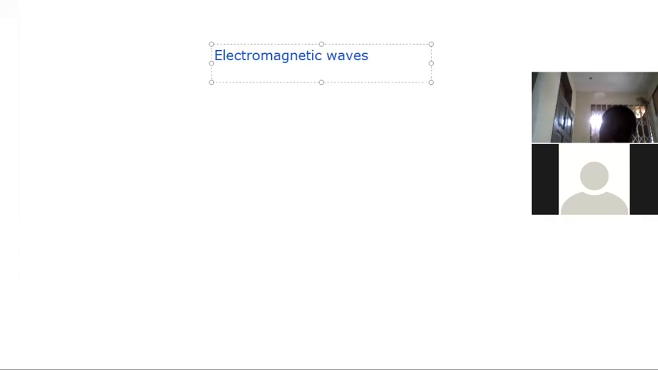So we have something called the electromagnetic spectrum. When we say spectrum, we are talking about varieties of waves with different wavelengths and frequencies. We call them the electromagnetic spectrum. The electromagnetic spectrum is a classification of electromagnetic waves according to their frequency or wavelength.